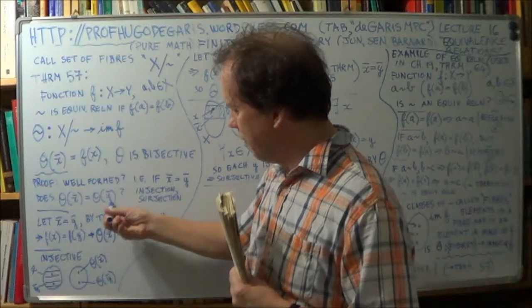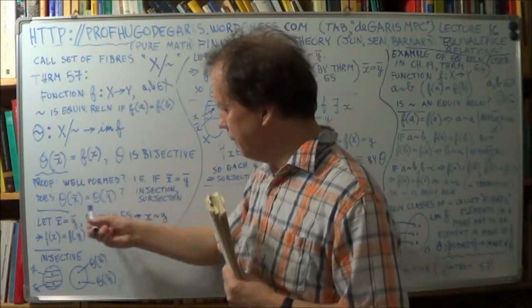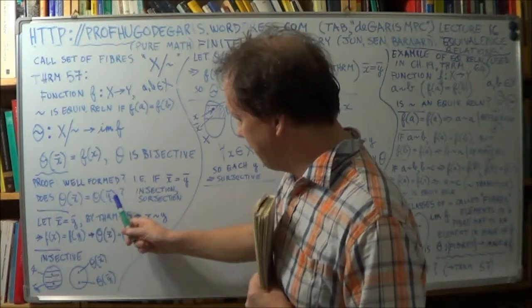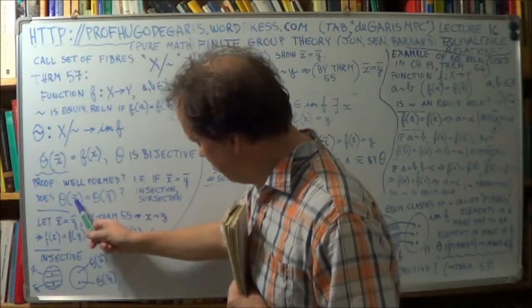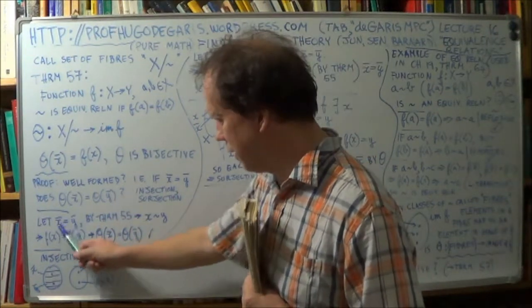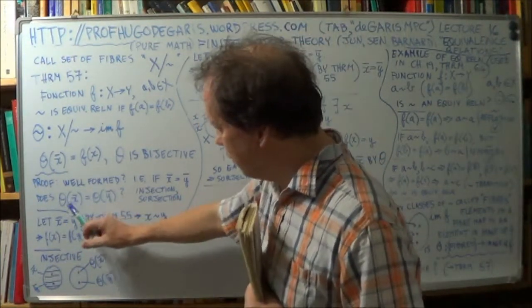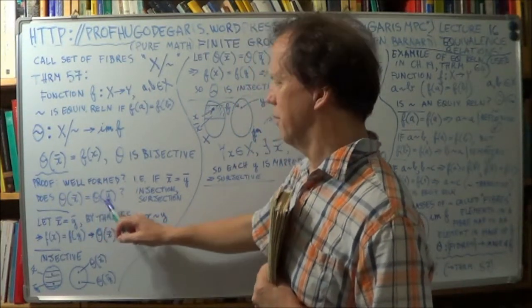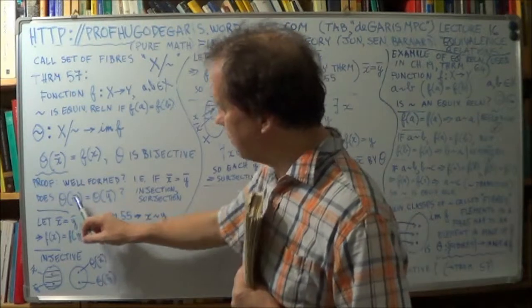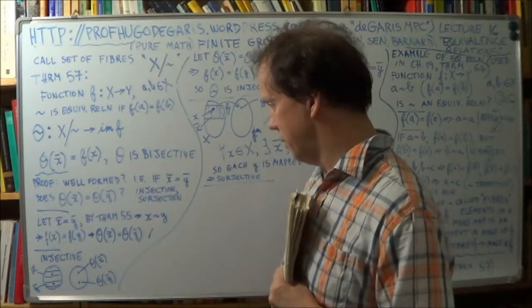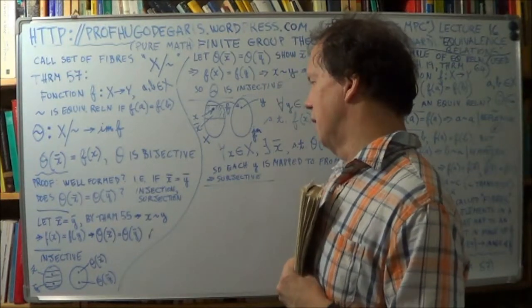Now, if they're equal, if the equivalence class x bar and the equivalence class y bar are equal, and if this is well defined, will we get theta of x bar equal to theta of y bar? Is it well defined?